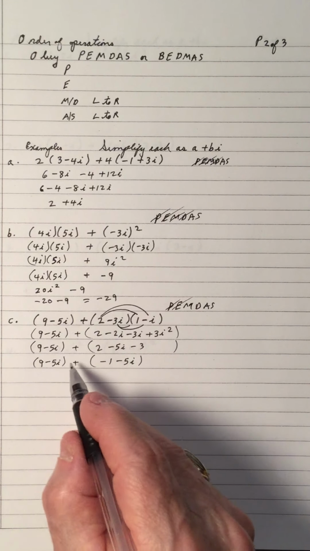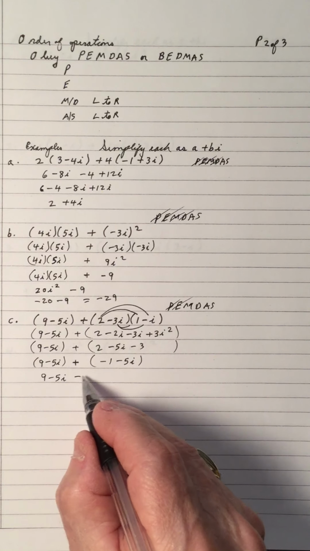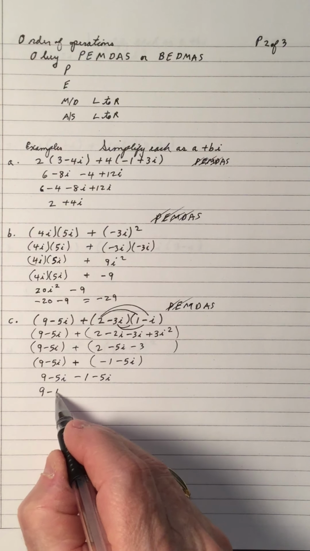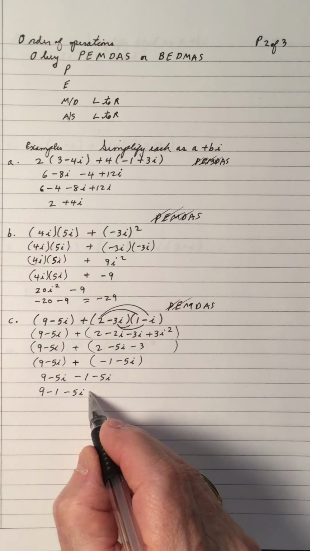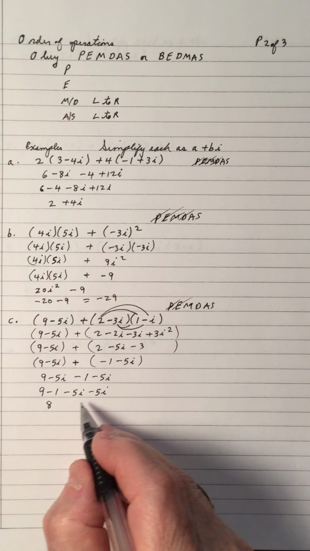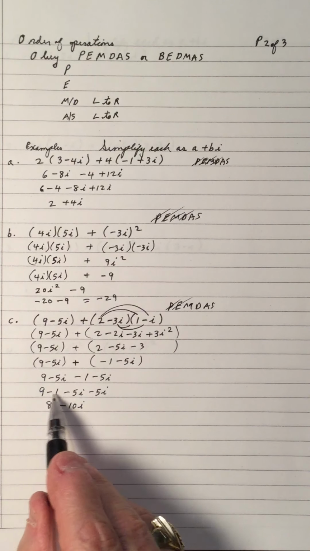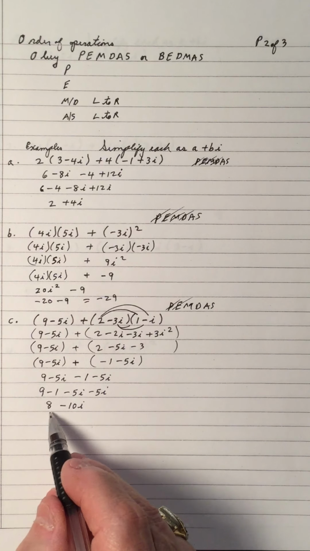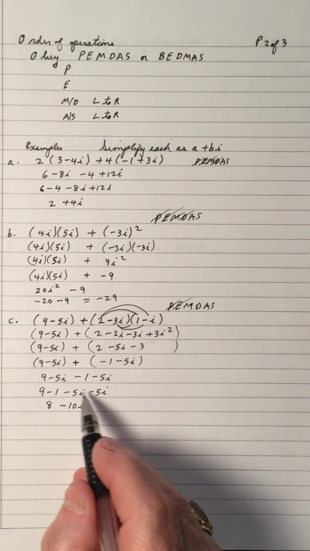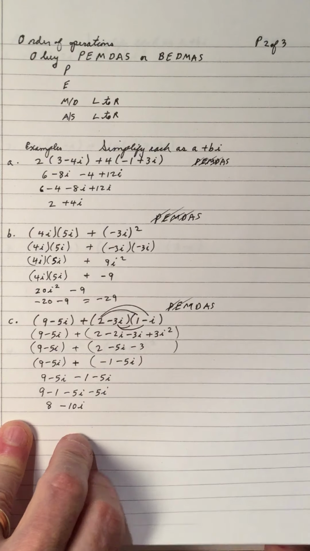Now I'll add these together. And when you add, you don't change the sign. So 9 minus 5i plus negative 1 minus 5i. And I can group my like terms, the reals and imaginary, together. So 9 minus 1 is 8. Negative 5i, subtract 5i is negative 10i. And if you know what you're doing, you could just say 9 subtract 1 is 8, and negative 5i subtract 5i is negative 10i, without grouping them. I'm grouping them to show you every step, to make sure you do things right.